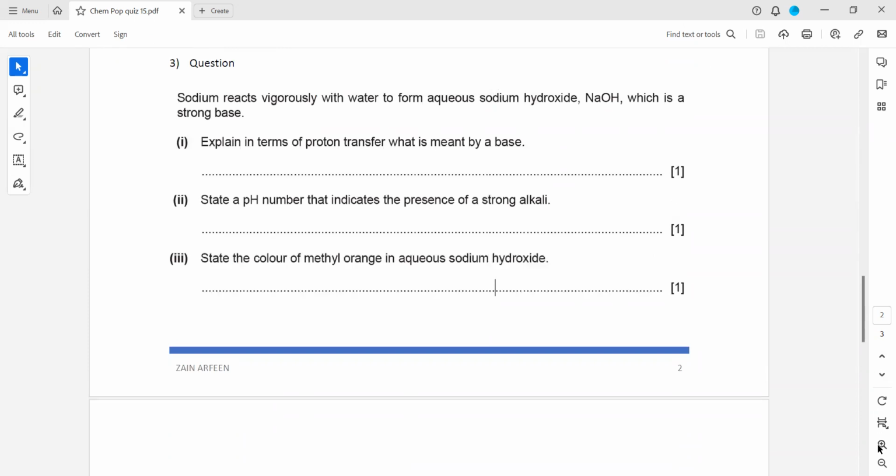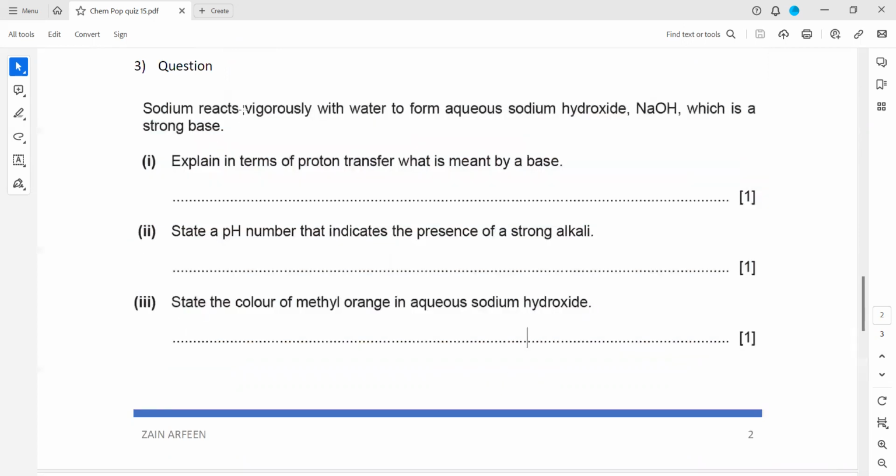The next one: sodium reacts vigorously with water to form aqueous sodium hydroxide, an alkali, which is a strong base. Explain in terms of protons what is meant by base. So a base is a proton acceptor. Anything which accepts a proton, we call that a base. State a pH number that indicates the presence of a strong alkali. You don't have to write the range. If it's a strong alkali, the pH must be 14.